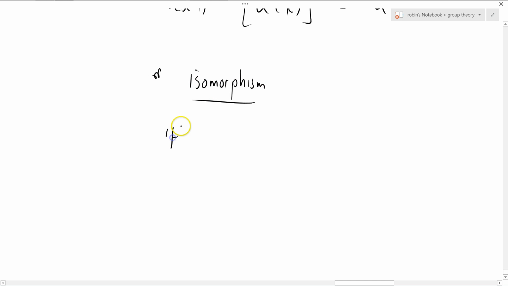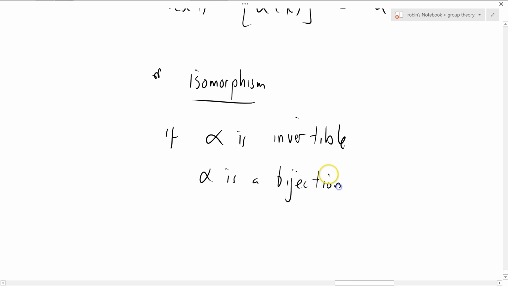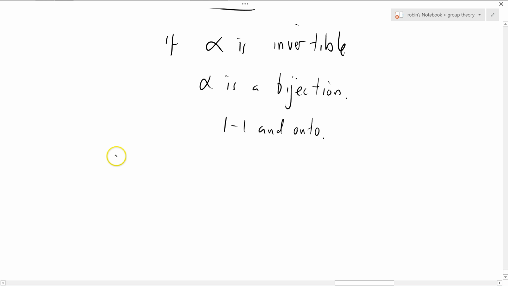Okay, so I've worked out some properties of homomorphisms. I'm going to introduce a new word now, which is isomorphism. If alpha is invertible, that is, alpha is a bijection, it's one-to-one and onto. Let me just draw that for you.